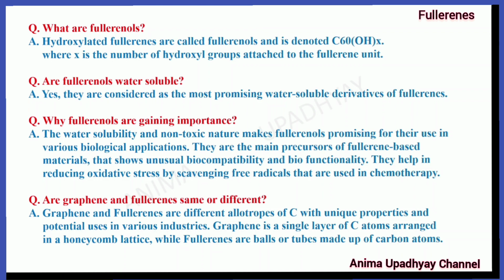Are graphene and fullerenes the same or different? Graphene and fullerenes are different allotropes of carbon with unique properties and potential uses. Graphene is a single layer of carbon atoms, while fullerenes are balls or tubes made up of carbon atoms.